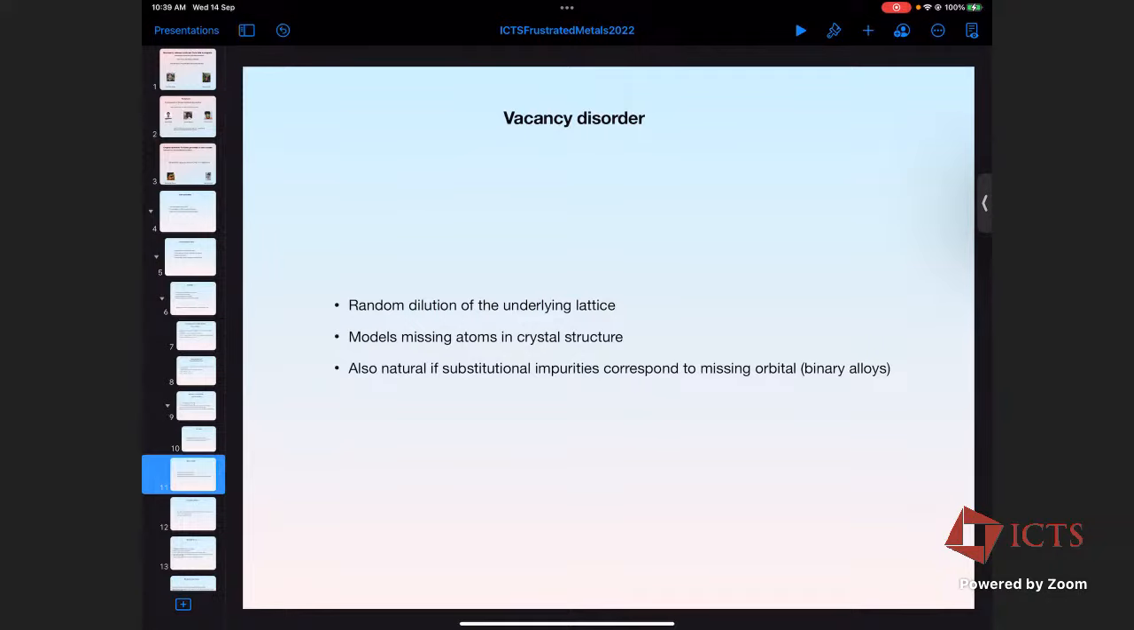And if there's an interesting phenomenon lurking behind this commonplace thing, we'd like to get at it. So we are talking of random dilution of some underlying lattice. And it models either missing atoms in the crystal structure or substitutional impurities, right?